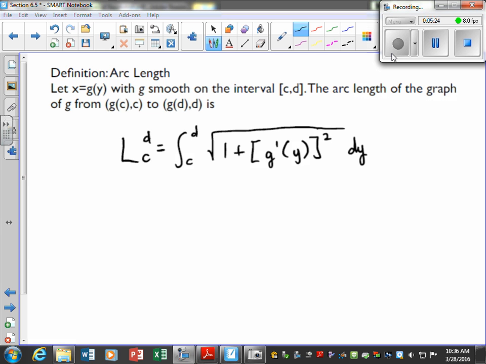Okay, this next thing is just, what if it's with respect to y? So we can see that this is just our definition, from C to D, just to denote that it's y values, and then g prime of y squared, that's the only difference. So pause it and write down this definition if you're integrating with respect to y.